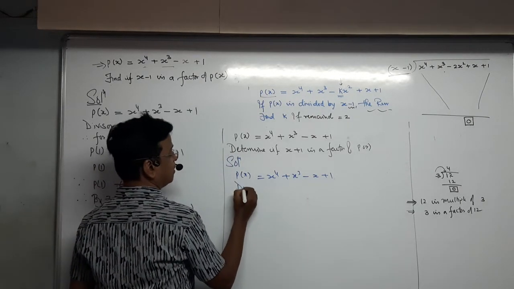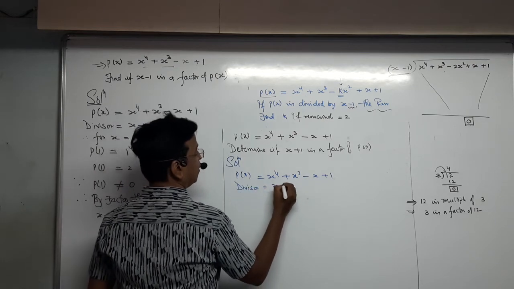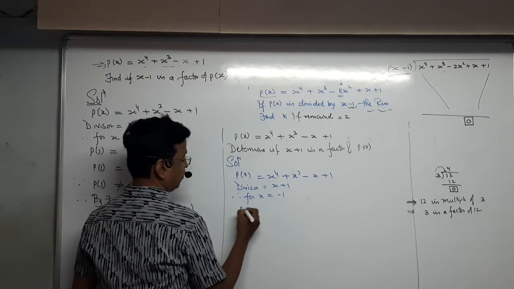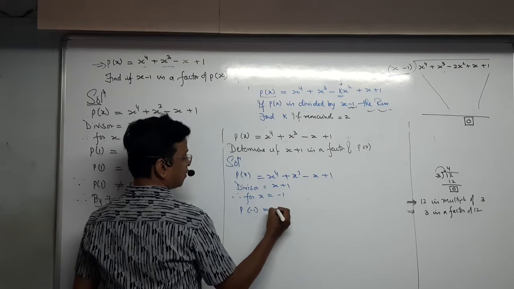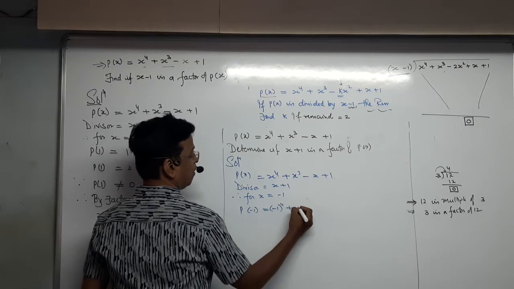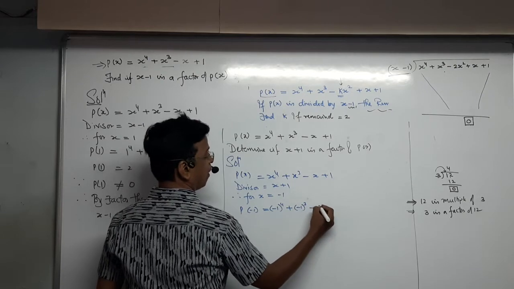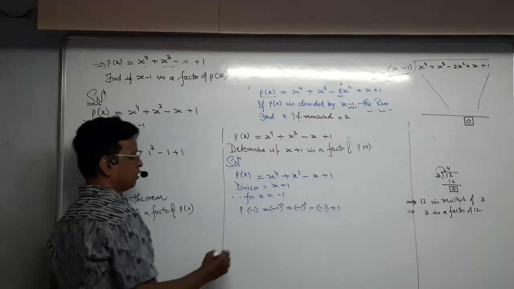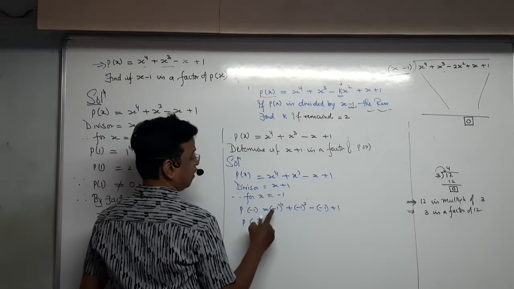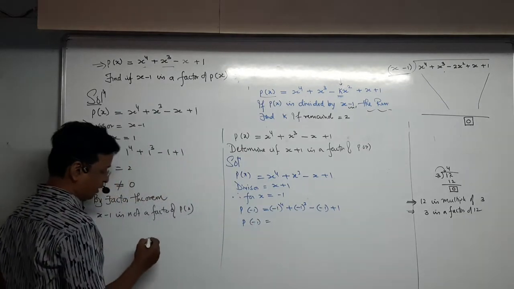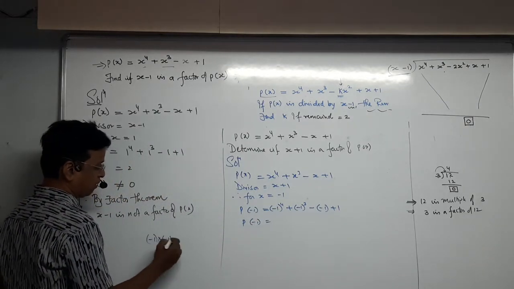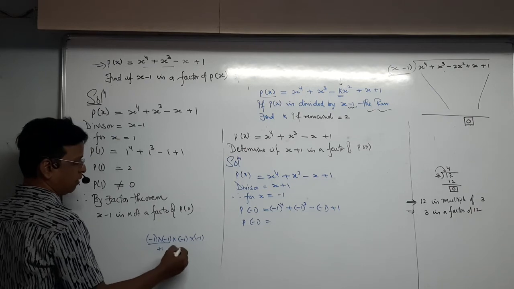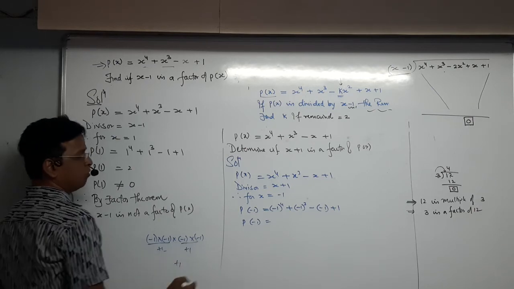Then I will write the divisor. Therefore, for x is equal to minus 1, p of minus 1 will be equal to what? Minus 1 raised to 4 plus minus 1 raised to cube, minus minus 1 plus 1. Now minus 1 into minus 1 into minus 1, minus 1 four times, this will be plus 1. This will be plus 1, so this will be plus 1. So you will get 1.